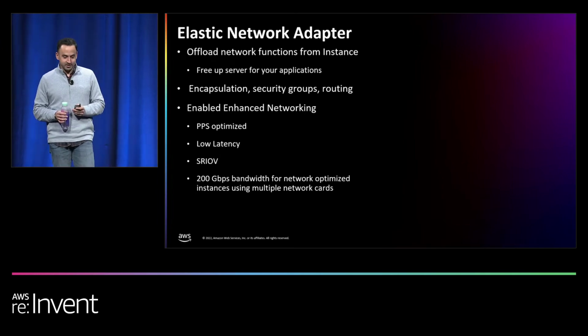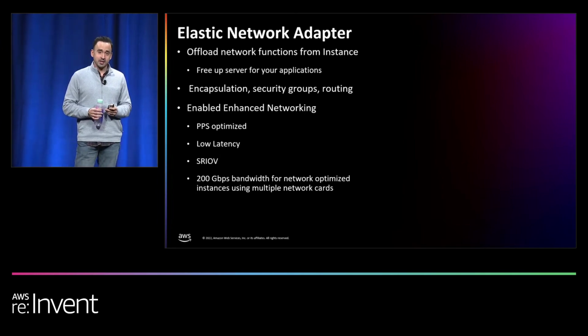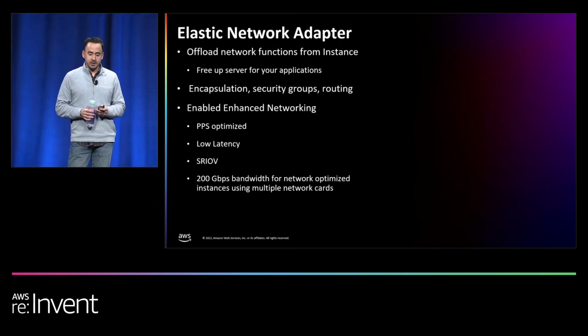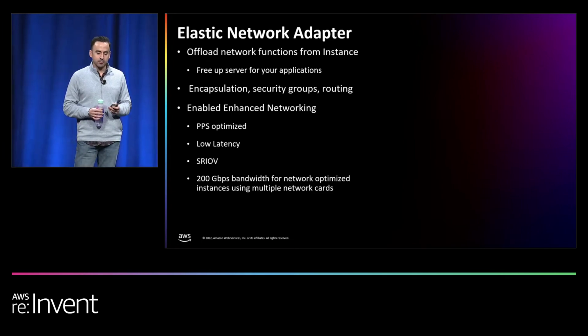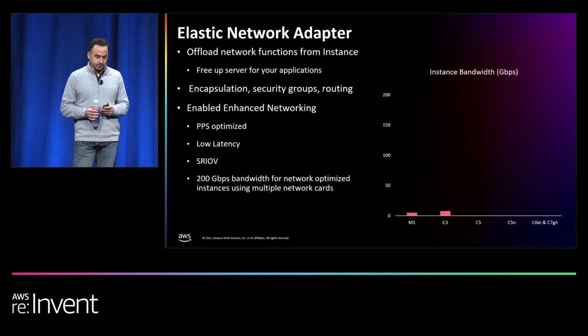To achieve 200 gigabits, 2 network cards are required to achieve the full network bandwidth. However, even a single network card is capable of delivering well over 100 gigabits, or half of that instance network bandwidth. This is purpose-built to enable bursty performance in your application.